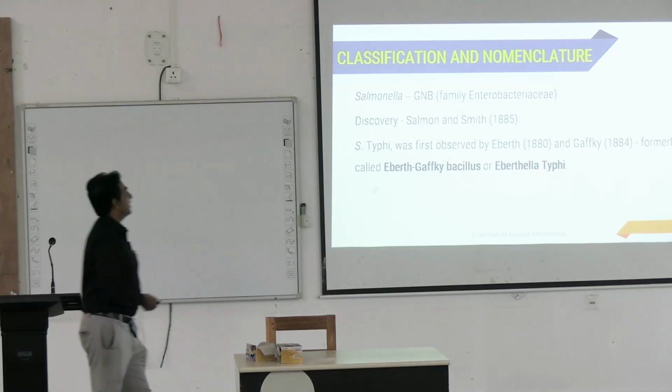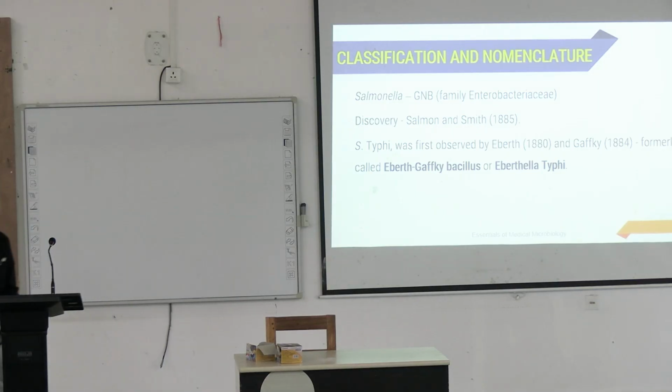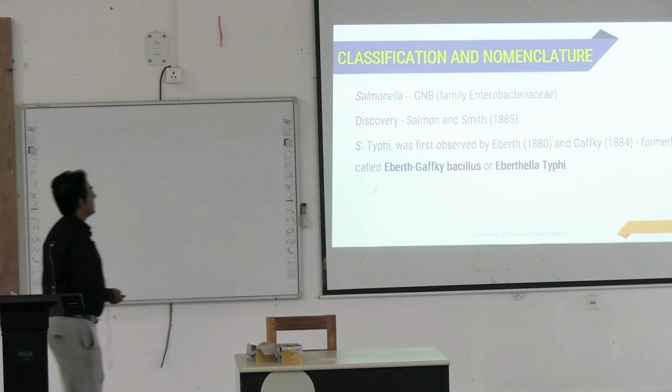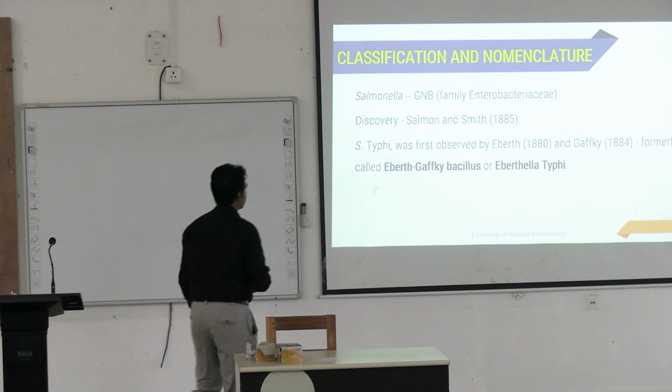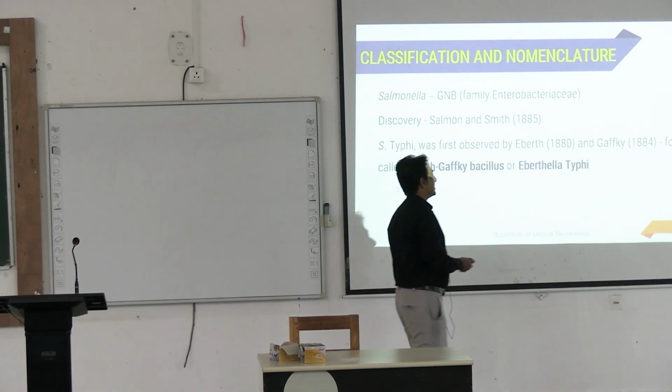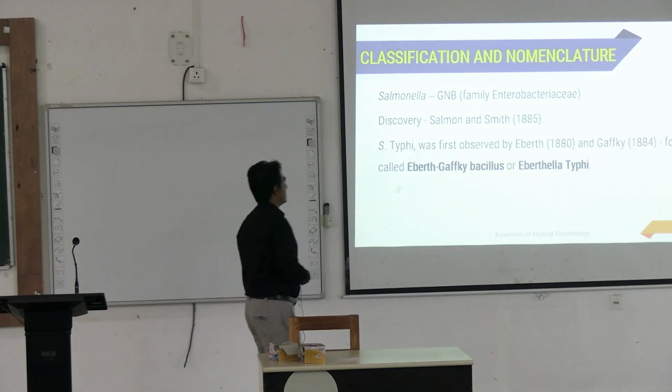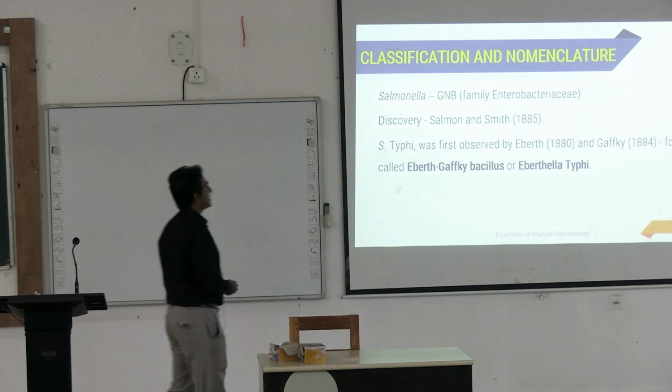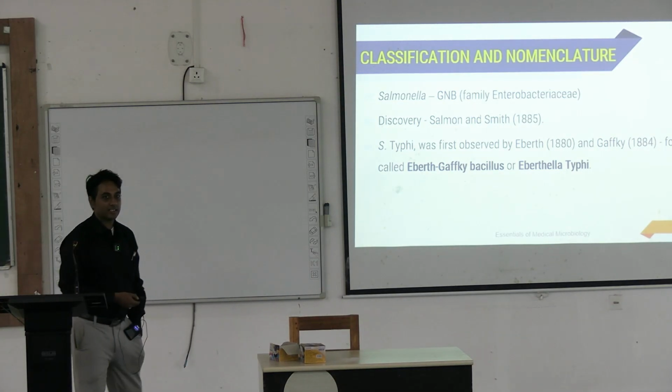First bench, Salmonella belong to the family Enterobacteriaceae, the gram-negative bacilli family. They were named after Salmon and Smith in 1885. This was first observed by Ebert in 1880 and Gaffky in 1884. So, Salmonella typhi was also called the Ebert-Gaffky bacillus or Eberthella typhi.